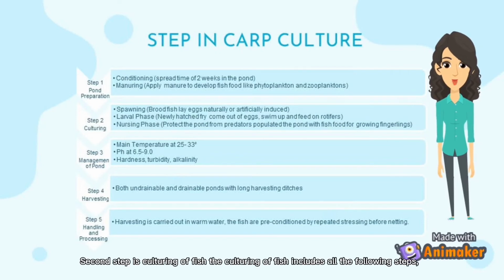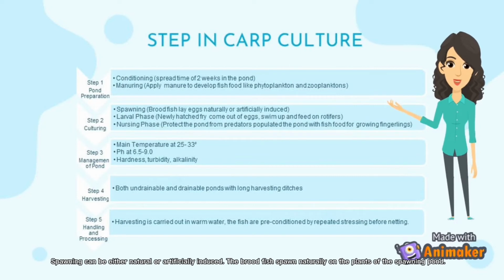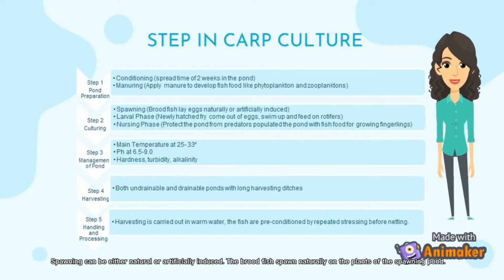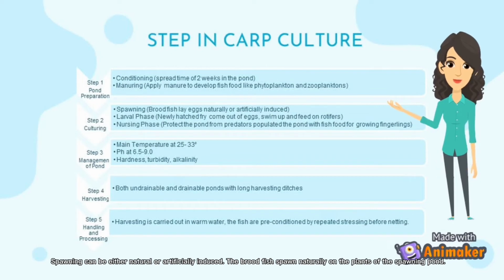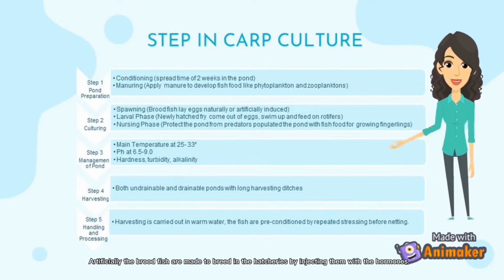Second step is breeding of fish. The breeding of fish includes the following steps. First step is spawning. Spawning can be either natural or artificially induced. The brood fish spawn naturally on the plants of the spawning pond. Artificially, brood fish are made to breed in captivity by injecting them with hormones.